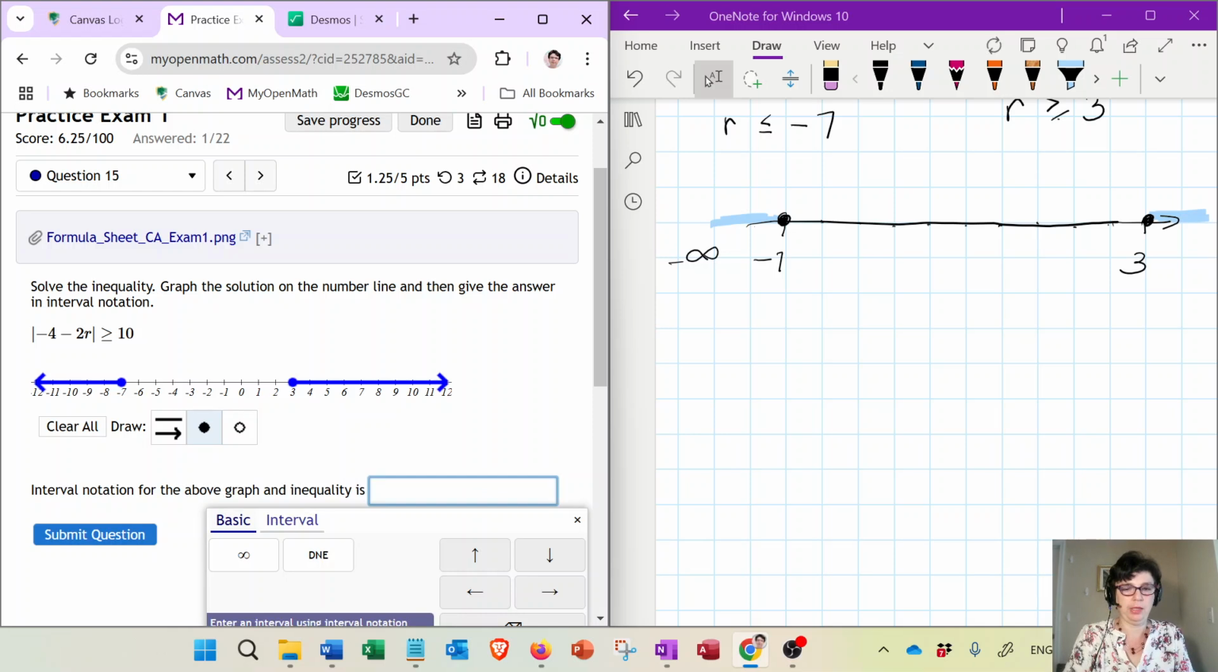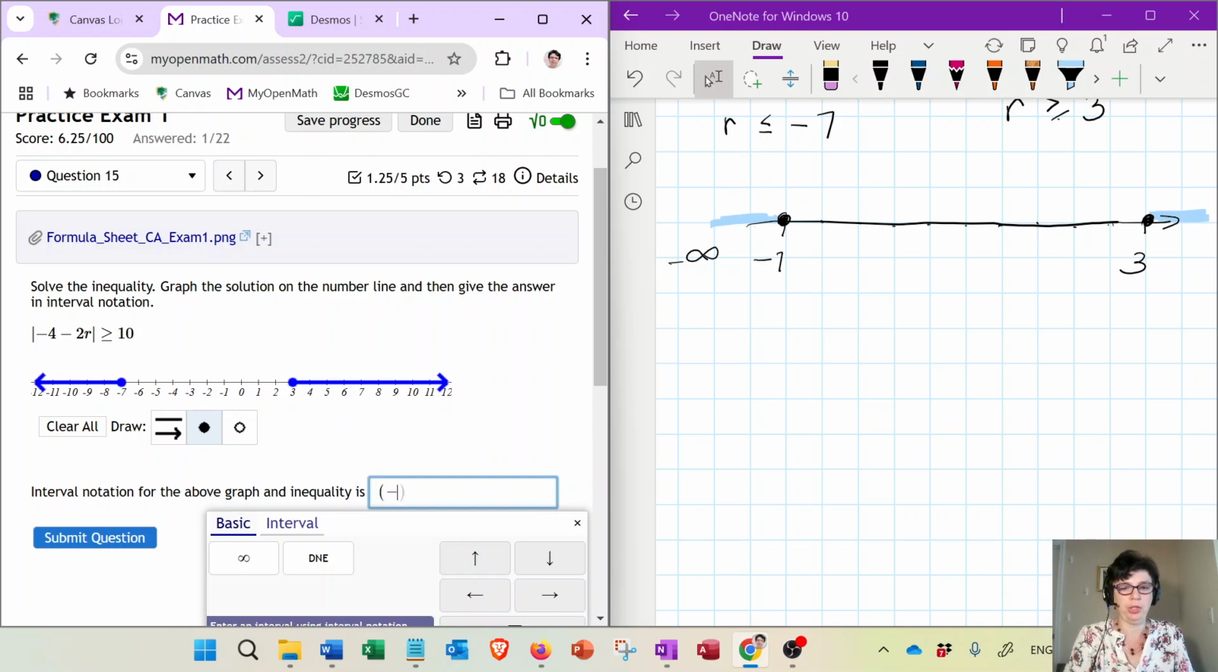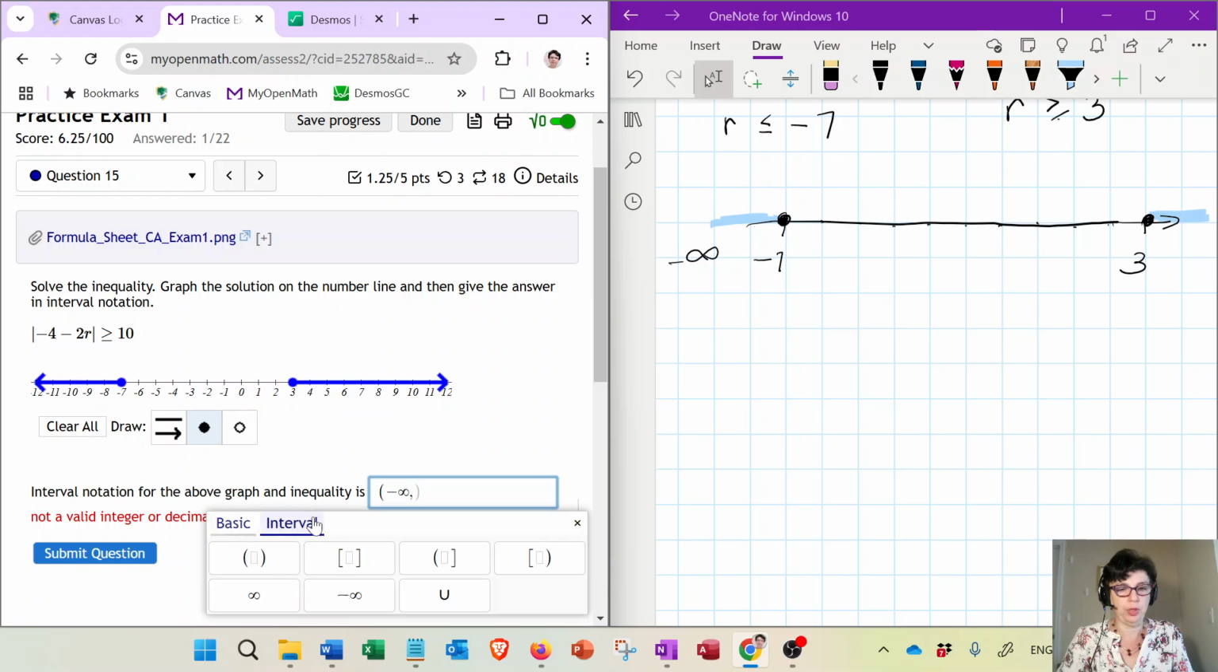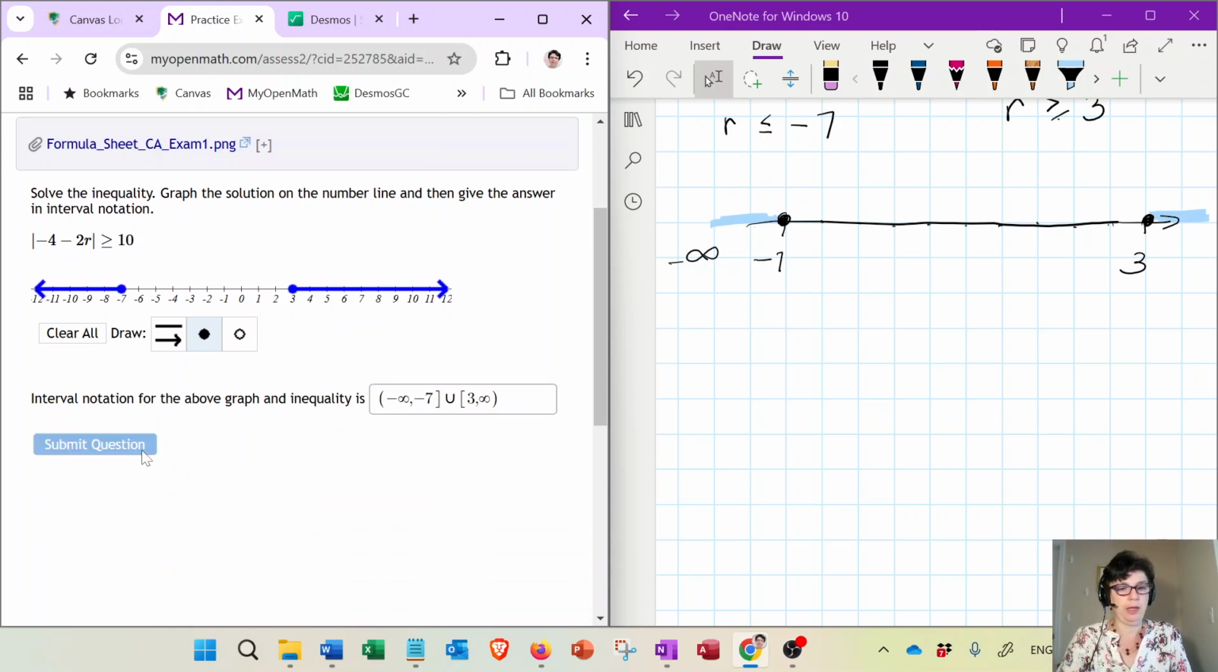Now, when we write this in interval notation, we start at negative infinity, comma, then we go to negative 7. Now we have to think: do we put a square bracket or parentheses? Because this is not strict and we were using the filled dot, this is going to be a square bracket. Then we want to union them, or combine them, and then it's going to be 3, comma, and then we go to positive infinity. And infinity, by the way, is always parentheses, never square brackets. So that's going to be my answer here.